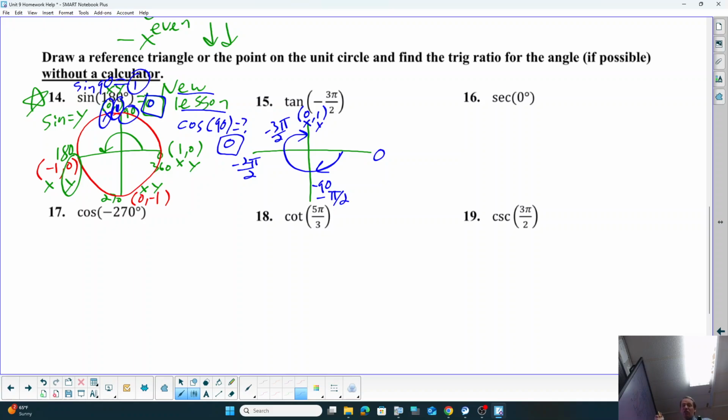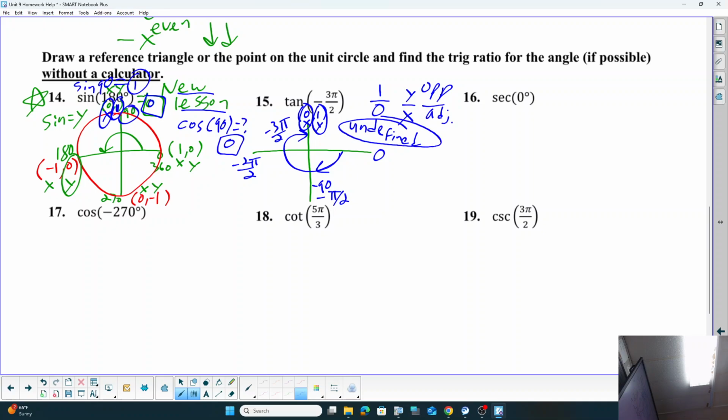So what is tangent again? Do you remember what tangent is? Opposite over adjacent, right? But that's on the unit circle, so we don't really have an opposite over adjacent. But we do have a y over x. And so that's going to be y, 1, over x, 0. Undefined. You cannot divide 1 by 0. So undefined is our answer.